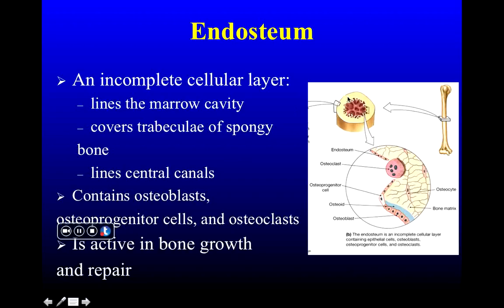You'll notice that whereas the periosteum that's around the bone is a complete layer, the membranous tissue within the spongy bone, the endosteum, is an incomplete cell layer. It's not connected, doesn't have that fibrous outer layer. It's just a single layer of varying cells. We have osteoblast. That's these little guys here, all these little guys. We have osteoclast, and we have osteoprogenitor cells. Okay.